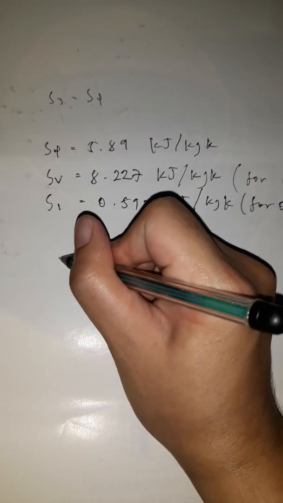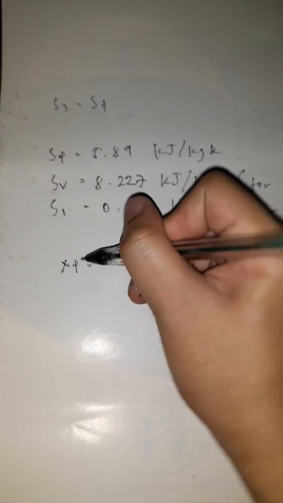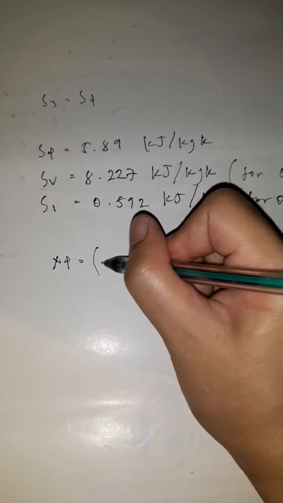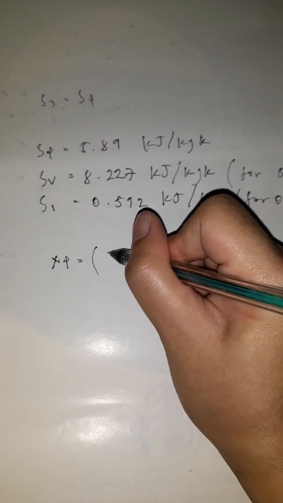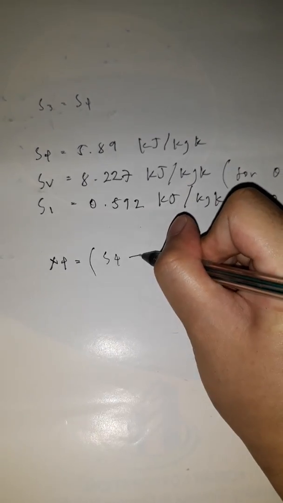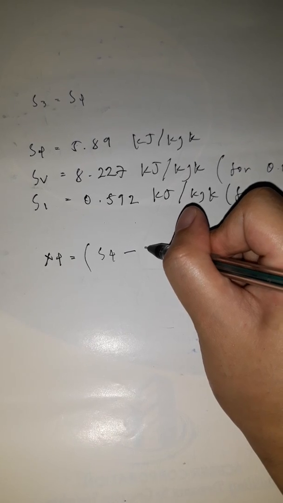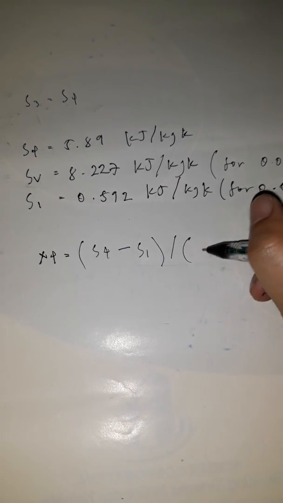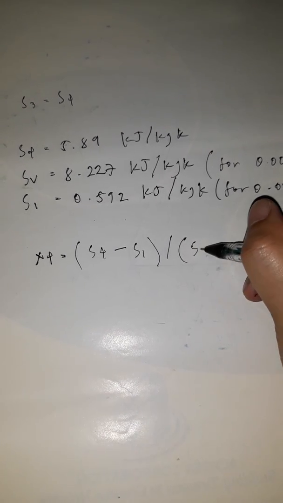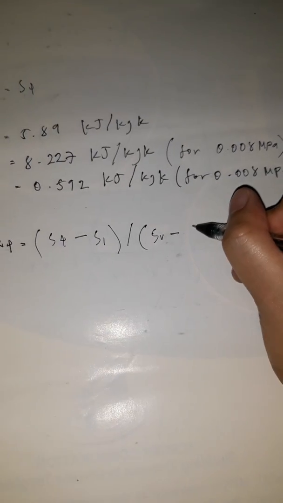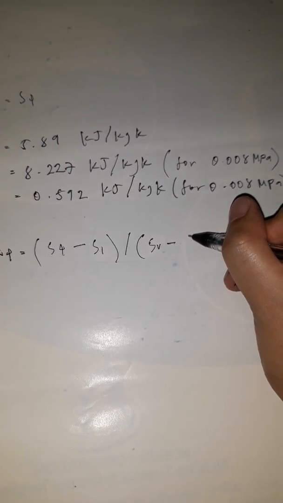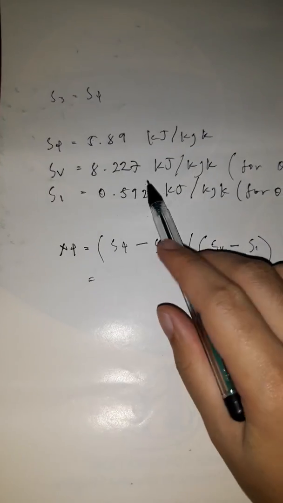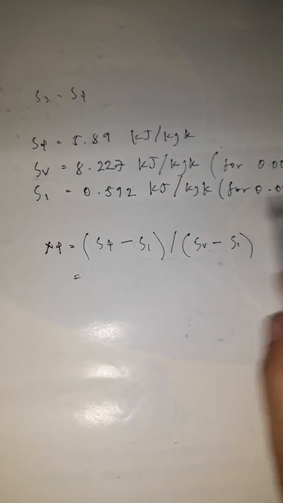So let's proceed to the vapor quality equation, which is: vapor quality equals the entropy of the wet steam minus the entropy of the saturated liquid water, divided by the entropy of the dry steam minus the entropy of saturated liquid water. We have to substitute all the values.